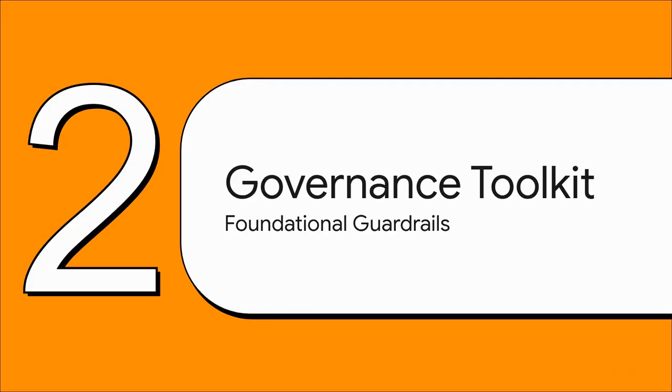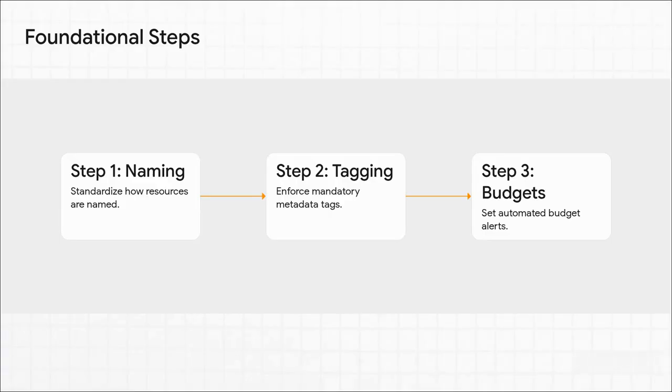So how do we actually build these guardrails? Well, it's not nearly as complex as you might think. We can break it down into a pretty simple governance toolkit, starting with some foundational pieces that, honestly, anyone can put into place. At its core, it really just comes down to these three simple steps. First, you standardize how you name things. Second, you enforce a few critical tags on everything that gets created. And third, you put automated budget alerts in place. Let's dig into each one.